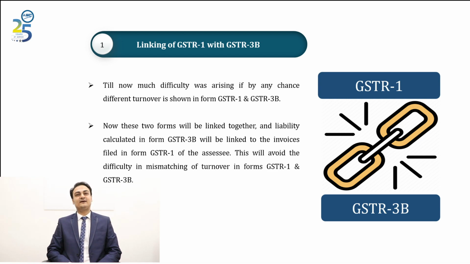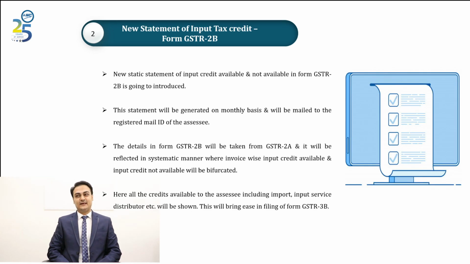At present, we are filing GSTR-1 separately and GSTR-3B by manual feeding of the data. But now, the government is planning to interlink your GSTR-1 with your GSTR-3B. The data you have filed in your GSTR-1 will be auto-populated in GSTR-3B. The next topic is the new statement of input tax credit, that is GSTR-2B. GSTR-2B is a new and static statement.